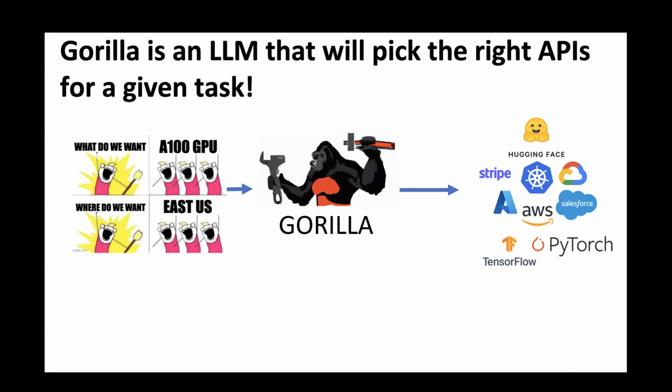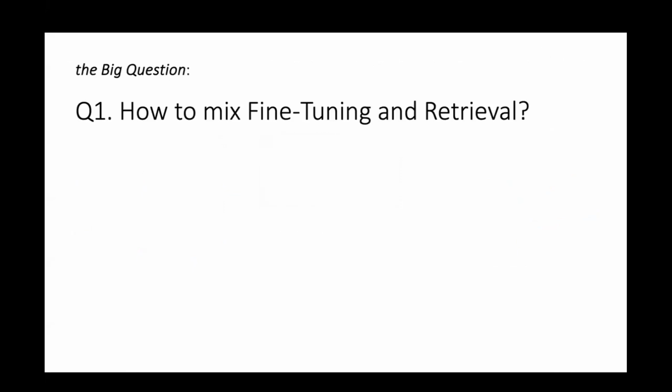So this is a high level vision of where we are with the Gorilla project, which is: a user comes in with a query. Can you take this query and then perform some action in the world and then give the response back to the user? And to interact with the world, we're going to use APIs. Okay, so that's fine.